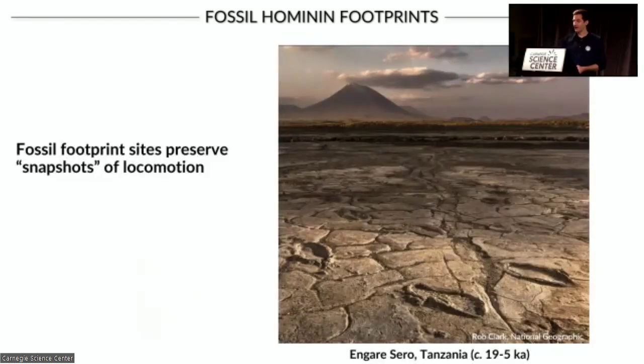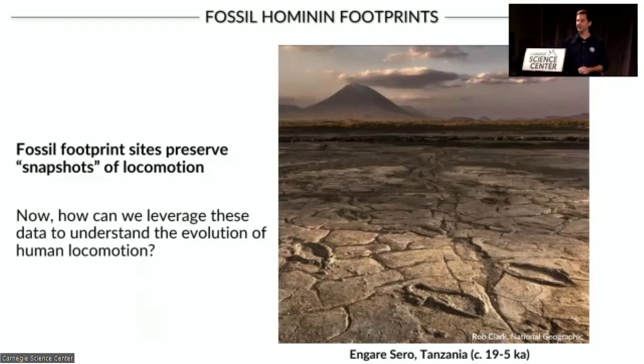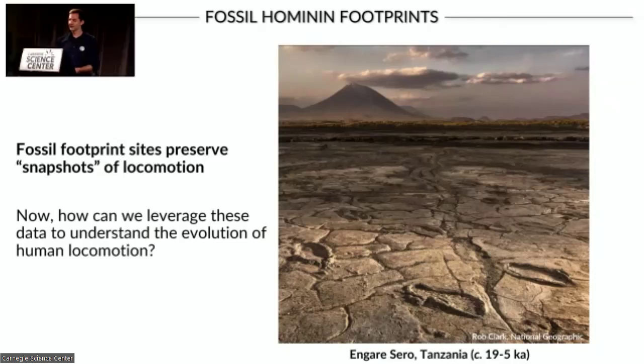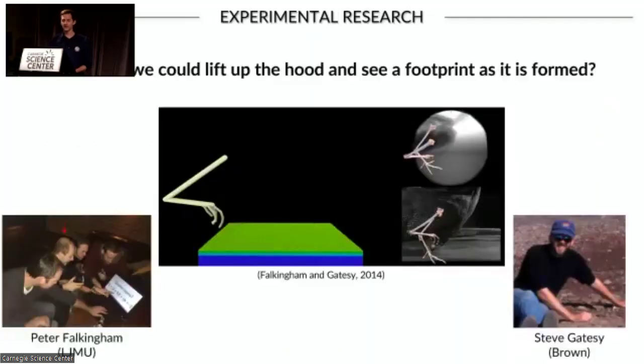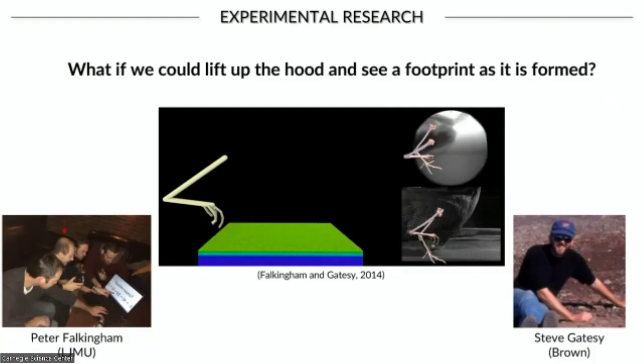So finding these new fossils is always exciting. We know that they're giving us these amazing snapshots of our extinct relatives, but then we also have to ask the question of how can we then use these data to understand the evolution of human locomotion? And to do this, we have to approach this as a question of functional morphology. We need to understand how the morphology of the footprints reflects or records the functional pattern, the locomotor pattern in this case, that produced them. So here's where technology comes into play, because new technologies that were not available until very recently, certainly not available in the 1970s, have allowed us to lift up the hood and study exactly how a footprint is formed.